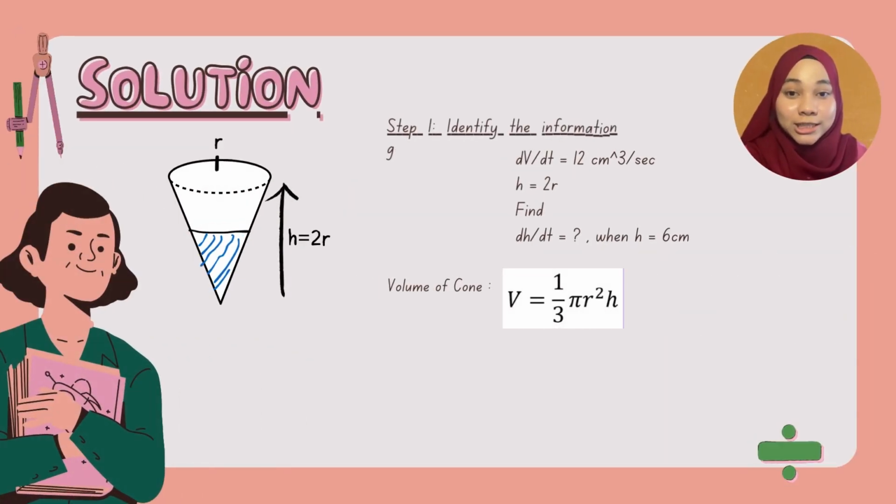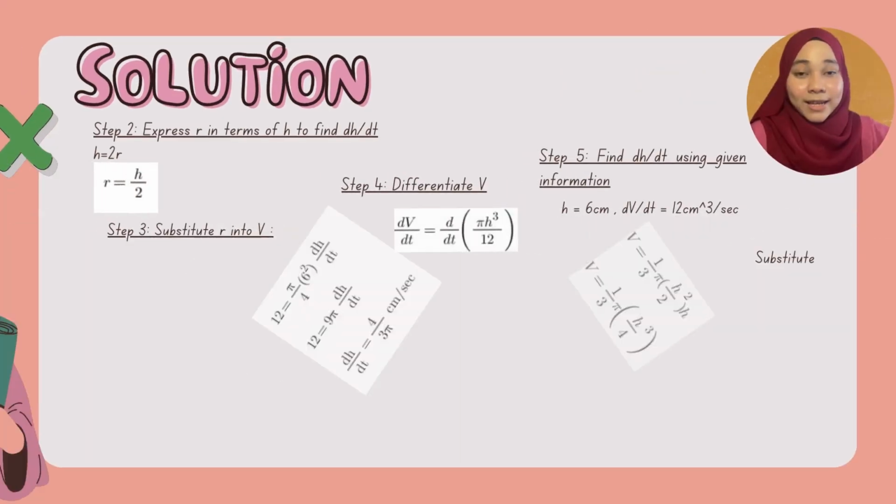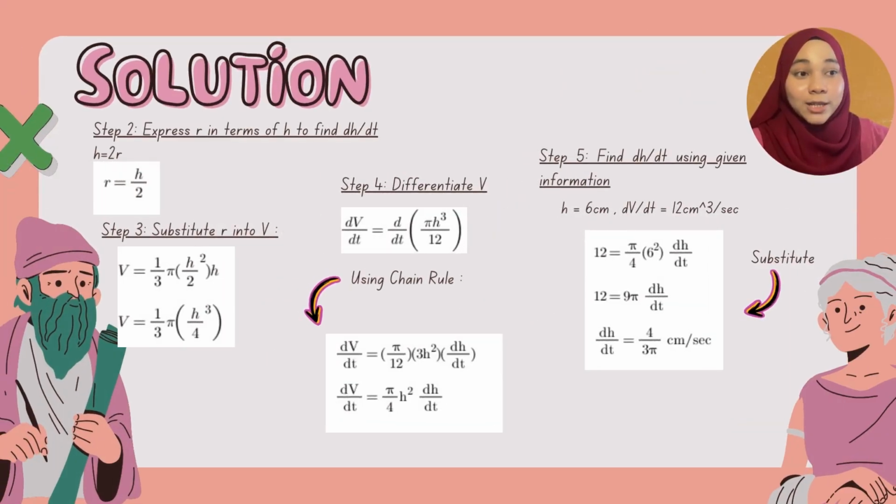Now let's look at the solution for the question. Step one, we need to identify the information that has been given in the question. So, we have been given dV over dt is equal to 12 cubic centimeter per second and h is equal to 2r. And we need to find dh over dt when h is equal to 6 centimeter. Now, as we know, the volume of a cone is equal to 1 over 3 pi r squared h. Next, for the second step, we need to express r in terms of h to find dh over dt. h is equal to 2r and we get r is equal to h over 2.